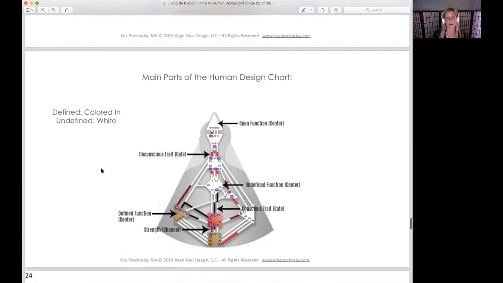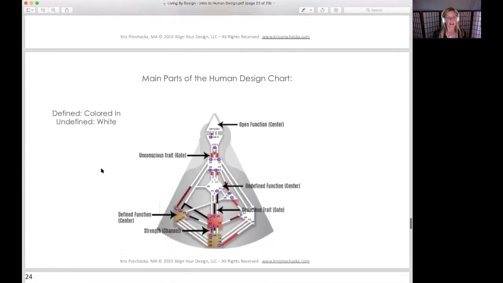So one of the things, again, there's just so much cool information here.